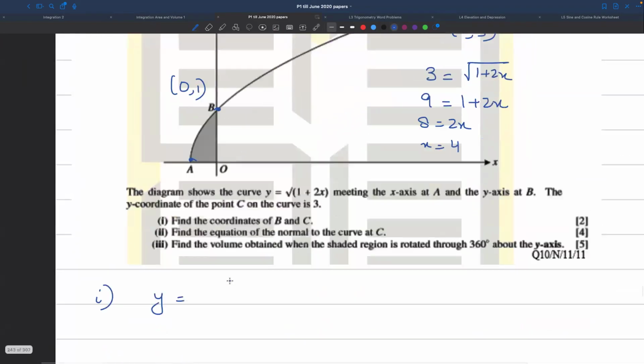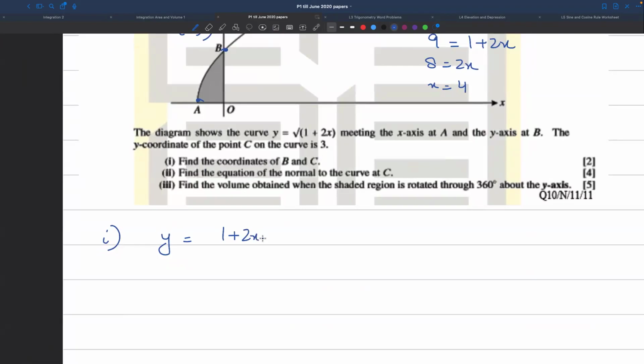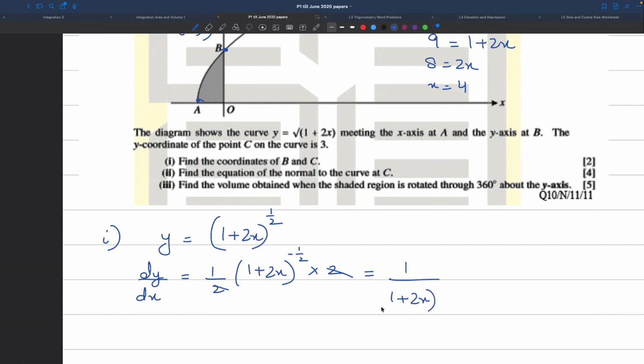नॉर्मल टू द कर्व का मतलब क्या हुआ? पहले dy dx, right? This will give us gradient of the tangent. I will keep on repeating, dy dx करने से we get gradient of the tangent. Yeah, and then we'll go to the perpendicular one. Okay, so you will decrease the power by 1 and multiply it with the derivative of 1 plus 2x, which is 2. 2 and 2 cancel. So 1 upon (1 plus 2x) to the power half is your gradient of tangent.